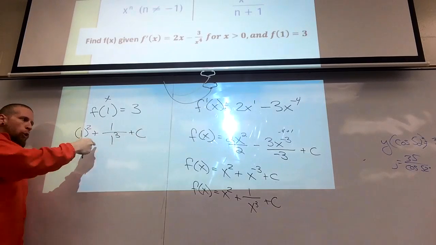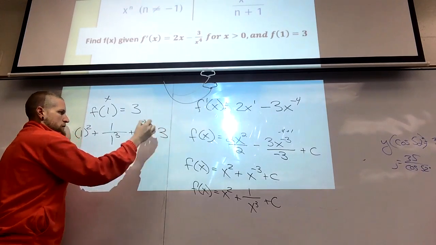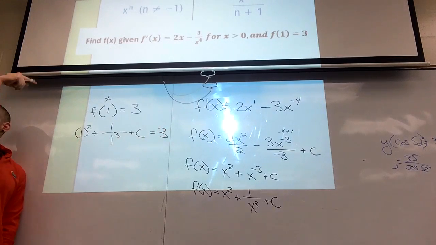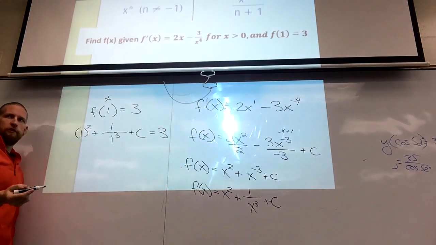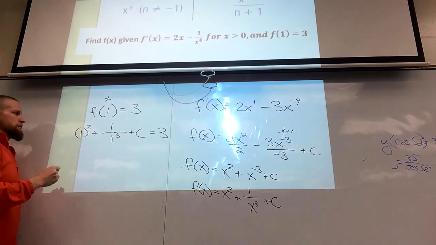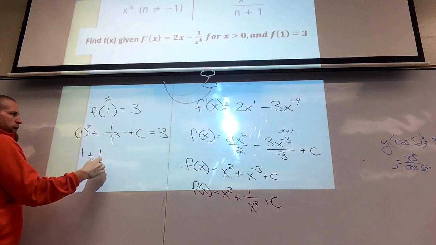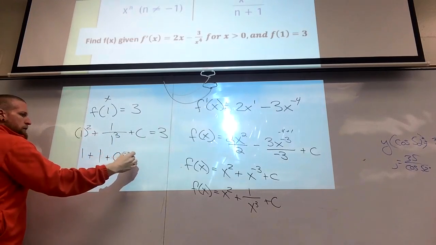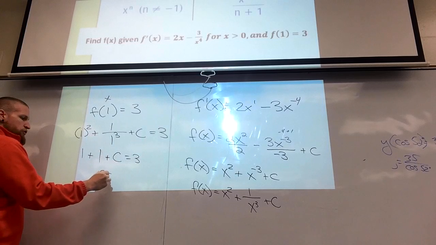And they're telling you what to set this equal to in order to figure out what C is. 3. So if they tell you all this, this would be a case where you don't want to stop here. You want to actually be able to figure out what the constant value is. So 1 squared is 1. 1 divided by 1 is still 1. So that's your equation. So C should be 1.